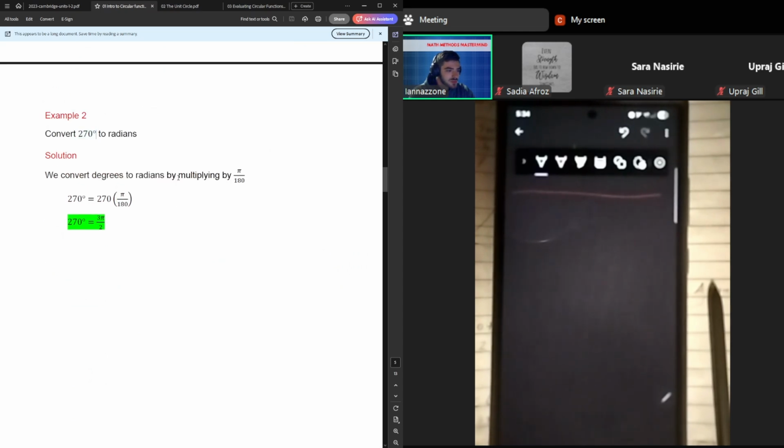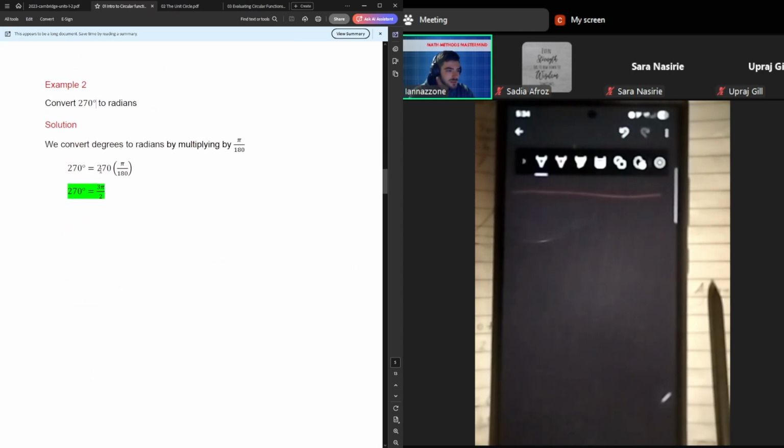Similar thing, 270 degrees to radians, so you multiply by pi and divide by 180. Whenever you multiply a whole number and a fraction, that whole number multiplies your numerator. That gives you 270 pi over 180, which you can then simplify all the way down to 3 pi over 2.